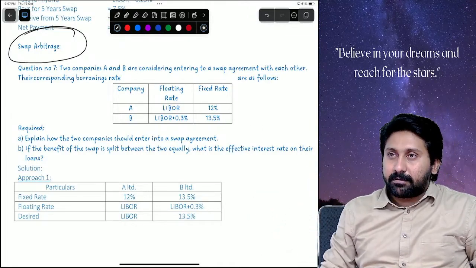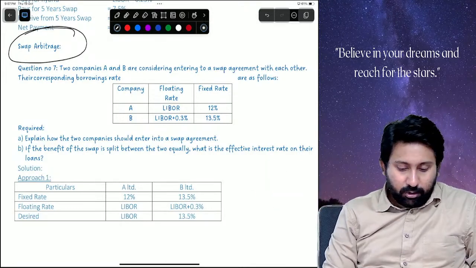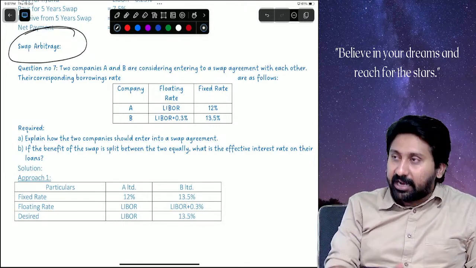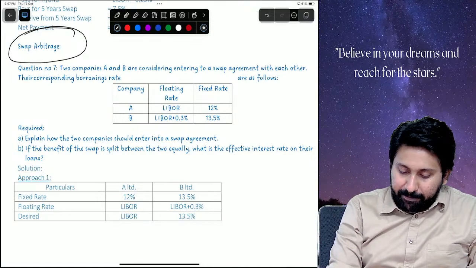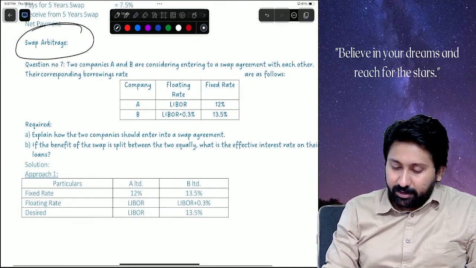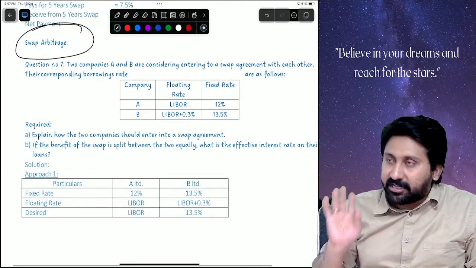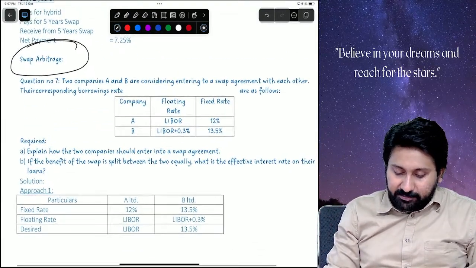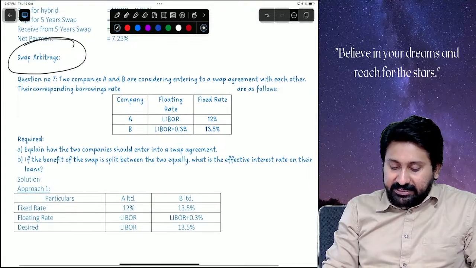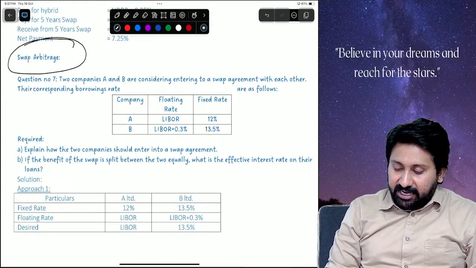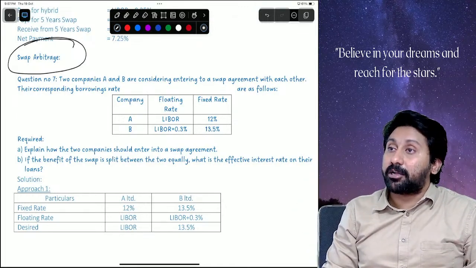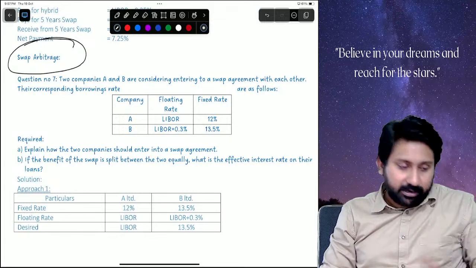2 companies, A and B, are considering entering into a swap arrangement with each other. Their corresponding borrowing rates are as follows. Company A and B, floating and fixed rates. LIBOR 12, LIBOR plus 0.3, 13.5. Rates given. Explain how two companies should enter into a swap arrangement if the benefit of swap is split between the two equally. What is the effective interest rate on their loans? Read the question first. There is a lot of logic in the question. I will explain that once you read.